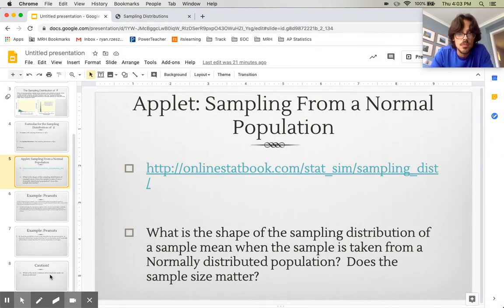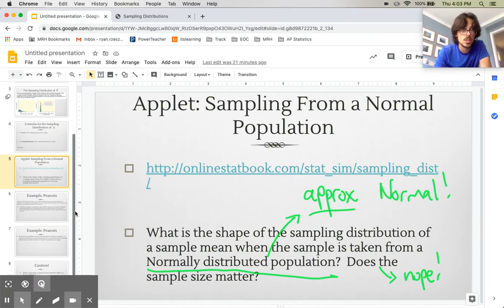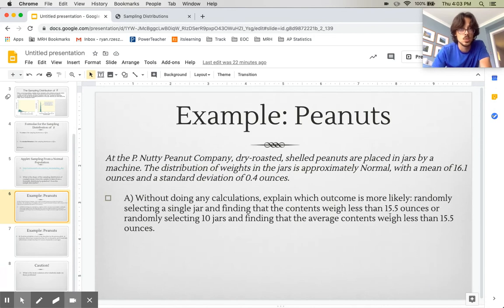What is the shape of the sampling distribution of a sample mean when it's taken from a normally distributed population? Just like with P problems, we're going to say that it's approximately normal. Does the sample size matter? Not really. The 25 picture was tighter, and that's why it looked kind of funky on that same scale, but it does look approximately normal if we were able to zoom in better. So you get less variability when the sample size is bigger, but you get a tighter normal curve than you do with a smaller sample size. Okay? Again, we're only in this video looking at when the population is normal.